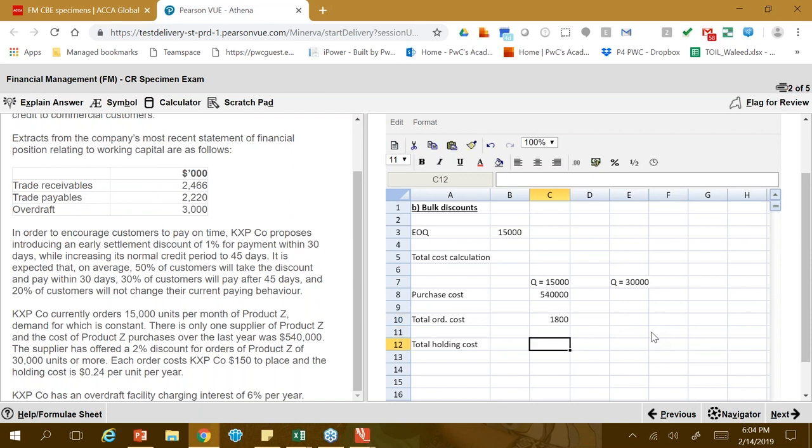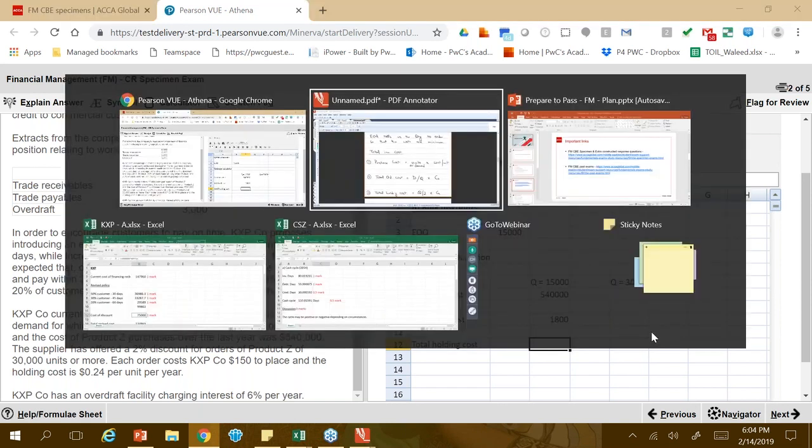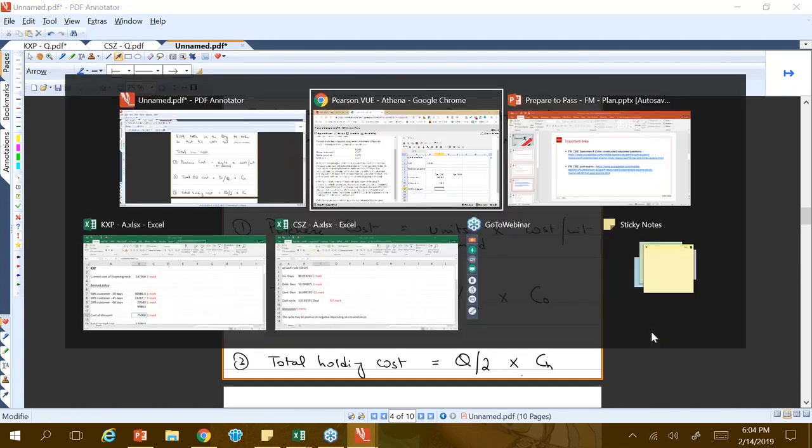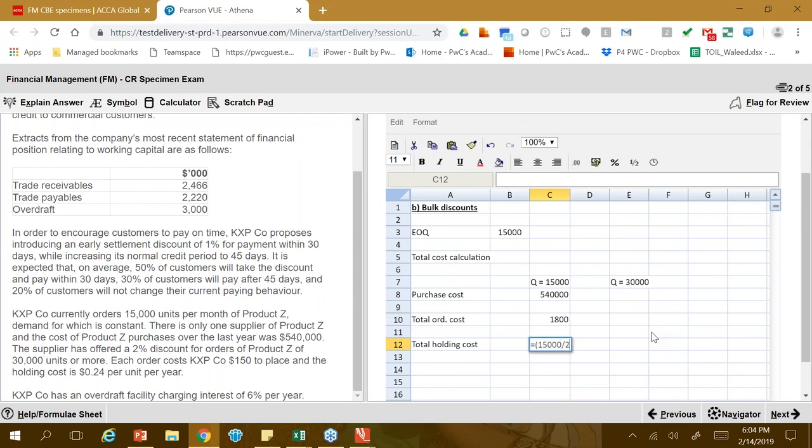How do we find the total holding cost? Well, it's Q over the 2 into CH. So the Q is 15,000, so 15,000 over the 2 into CH, which is 0.24. And we get this as 1,800 as well. Which means the total cost here under the EOQ is the sum of C8 to C12: 543,600. That is the total cost.